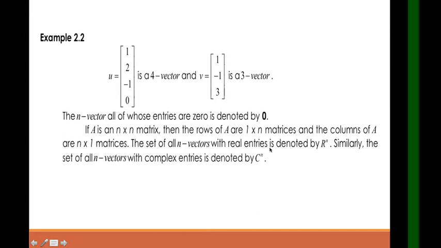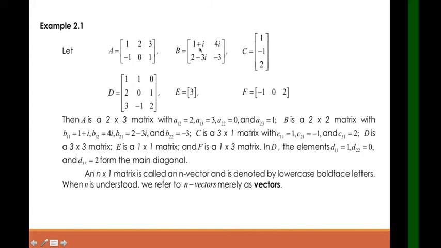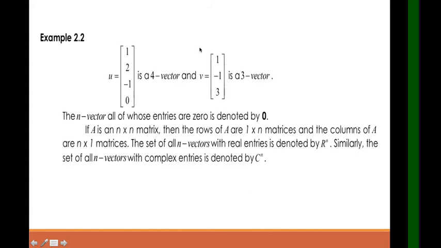So when the entries are real, like this one, these are real numbers, so they are R raised to n. But if they are complex, just like this one with the i, that is denoted by C raised to n. Okay, that is n vectors. And we consider n vectors if it is n by 1.